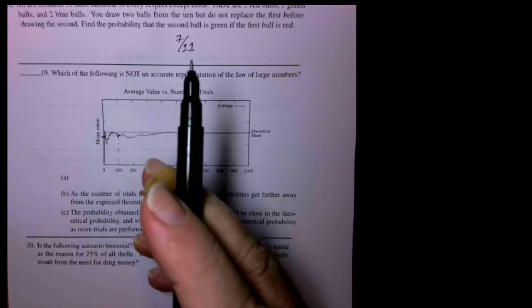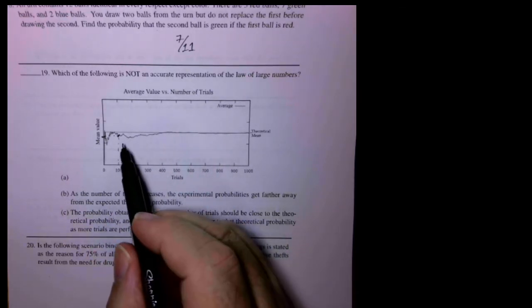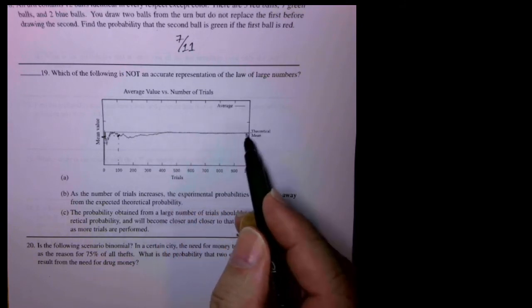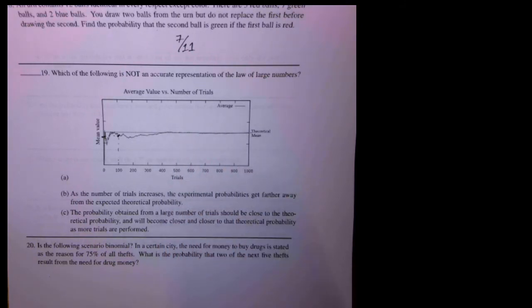And so what we have is as the number of trials increases, we see that the mean over those trials gets closer and closer to the theoretical mean. It may wander around a little, but in general it's getting closer and closer. So that's pretty much what the law of large numbers would say. What about part B here? Choice B: as the number of trials increases, the experimental probabilities get farther away from the expected theoretical probability. Well, that's surely an answer, right? That is not an accurate representation of the law of large numbers. What about part C? The probability obtained from a large number of trials should be close to the theoretical probability and will become closer and closer to the theoretical probability as more trials are performed. That's almost the statement of the law of large numbers, right? So the only possible answer here is B.